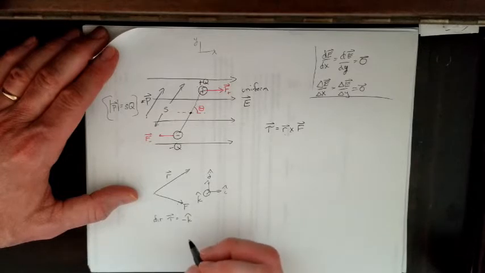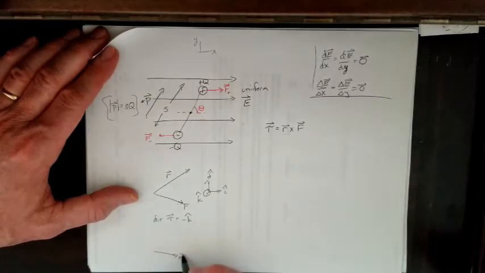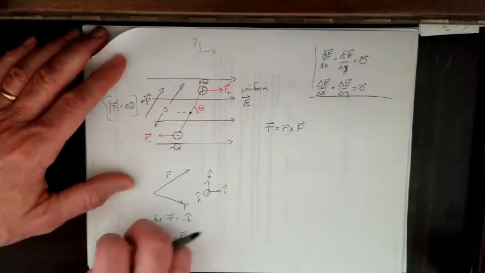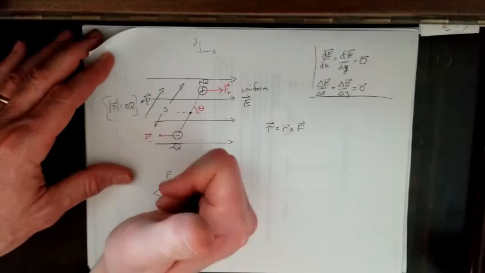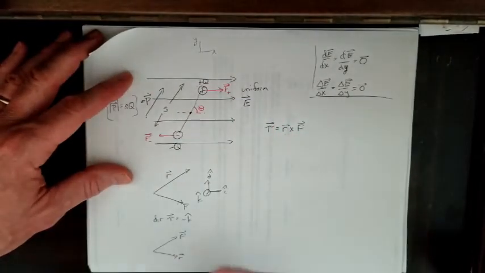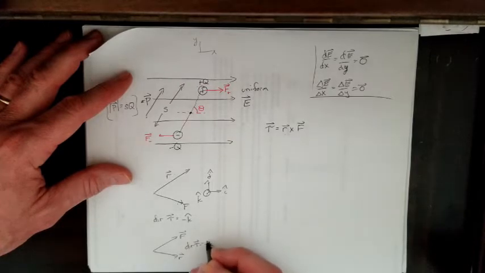If I had R this way and F that way, then when I do R cross F, I have R going like that, and my fingers bend that way to go to F, so my thumb points up. And so here, the direction of the torque would be in the positive k direction.